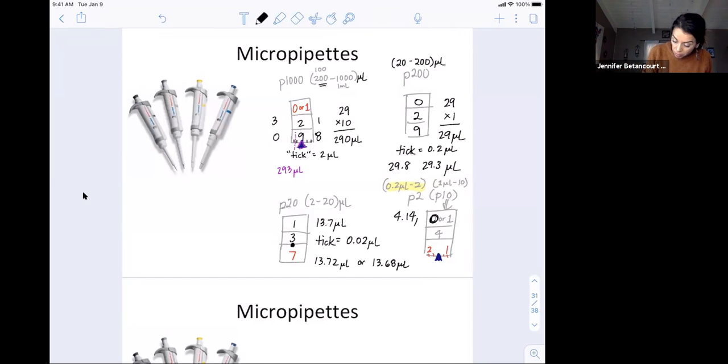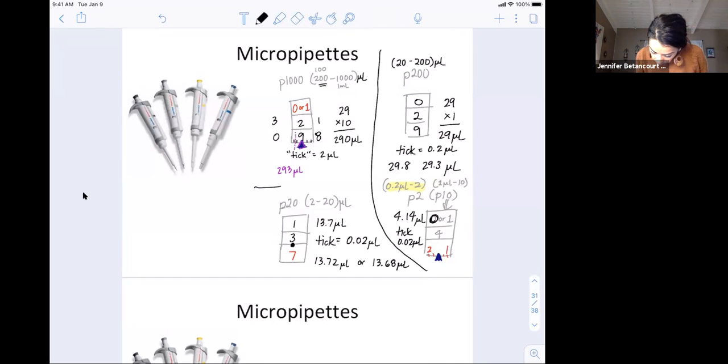So this tick mark is also worth 0.02 microliters. I just want to try to draw some lines so that we can organize this a little bit. There.